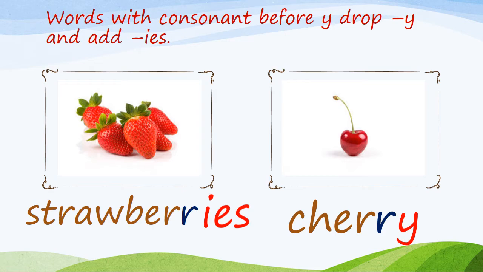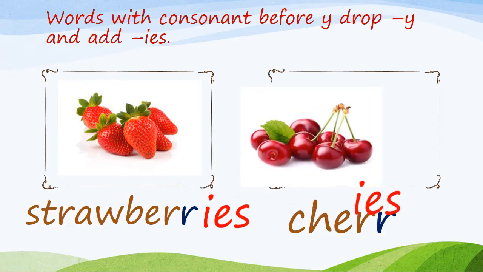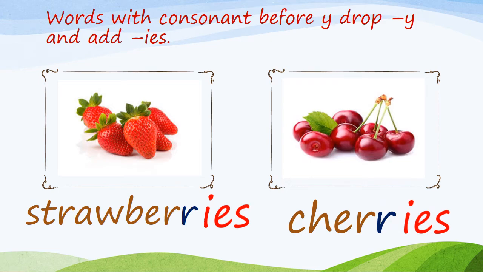Let's see the second picture. What is this? Cherry. Now here also, if you observe, the letter before Y is a consonant, which is R. So what will you do? You will drop Y and you will add IES to make it plural, that is cherries.